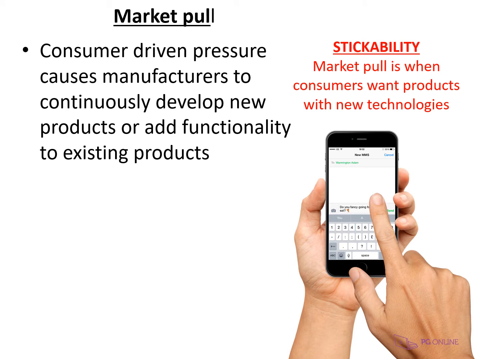Market pull. This is consumer driven and it causes manufacturers to continuously develop products to add functionality to existing products. Market pull is when consumers want products with new technologies. It doesn't necessarily need to have a new technology. Market pull could be just something that we want as consumers.